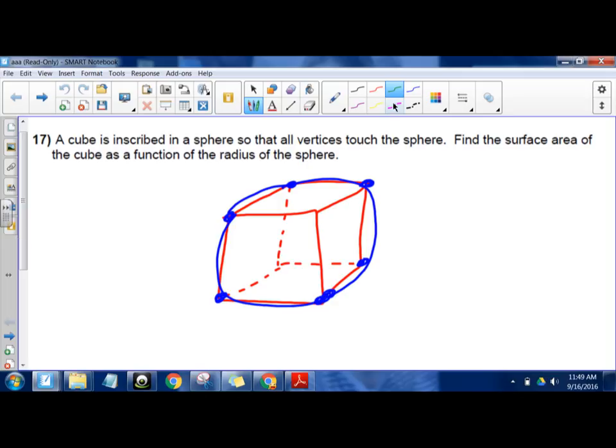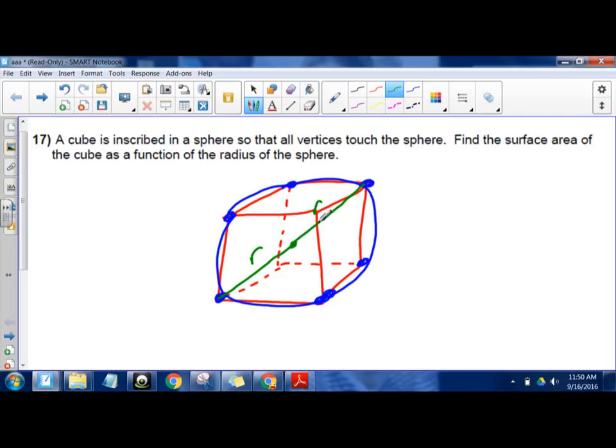So what's happening here is you've got your cube, and all 8 vertices are going to touch the sphere. If I start by putting the center of my sphere right in here and draw one radius, this is r, the radius of the sphere, and I can extend it in this direction as well to have another radius. The diagonal of the cube is equal to 2 times the radius, 2r.